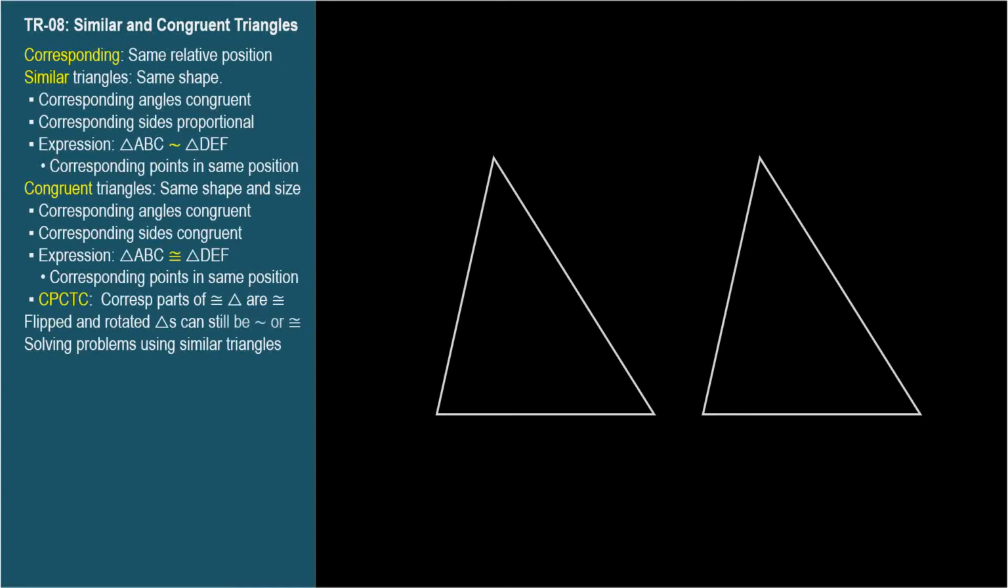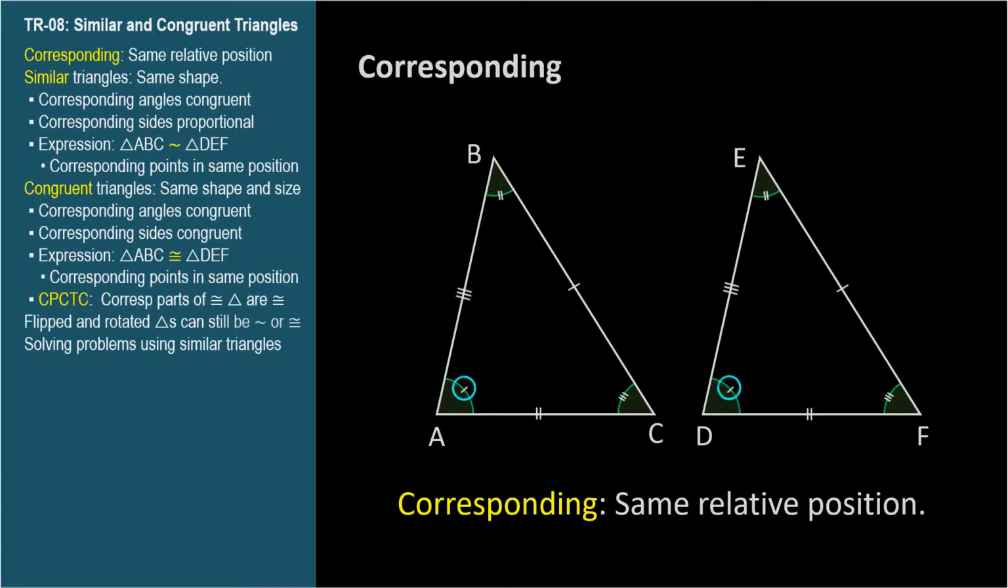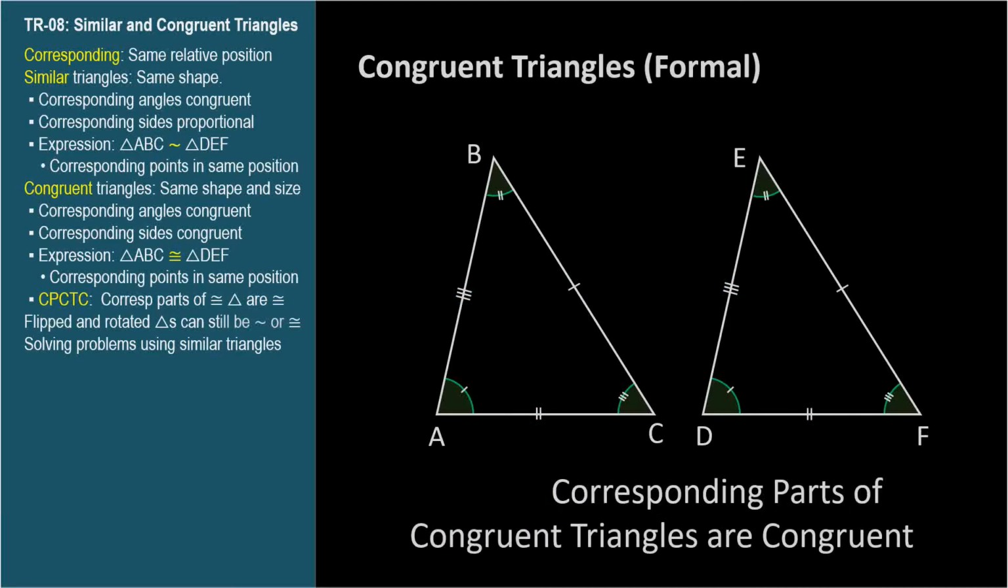To give a more rigorous definition, we need to use the word corresponding, which in our context means same relative position. In these congruent triangles, angle A and angle D are corresponding angles. They're both the largest angle in their triangle, and angle B corresponds to angle E, and C corresponds to F. When triangles are congruent, their corresponding angles are congruent, and their corresponding sides are congruent. Put more simply, corresponding parts of congruent triangles are congruent.